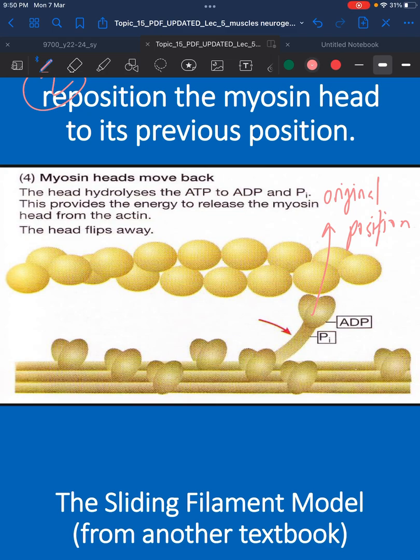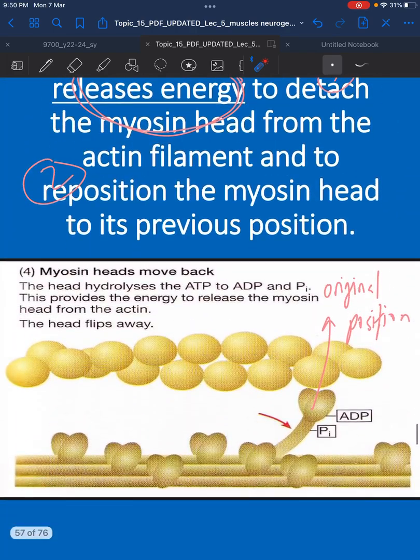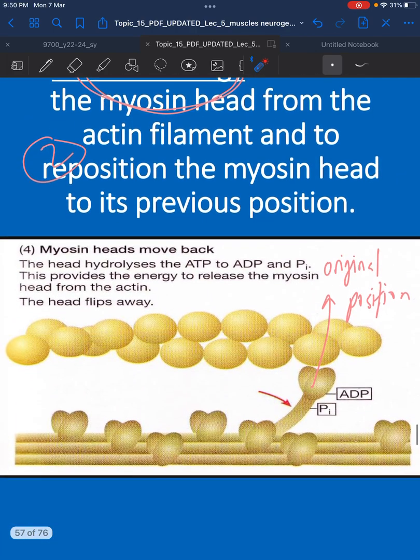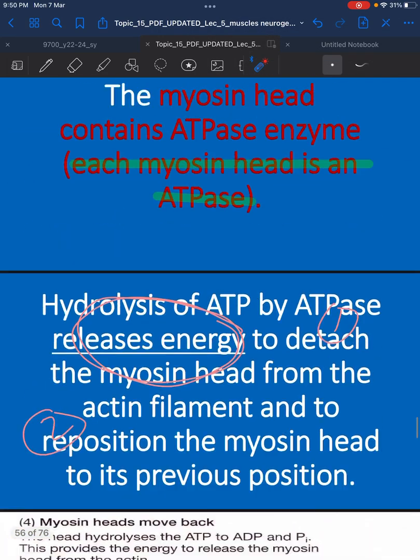The myosin head hydrolyzes the ATP to ADP and a phosphate group. This provides the energy to release the myosin head from the actin. The head flips away. Flips away means return back to its original position. Okay, so if we can rewind a little bit.